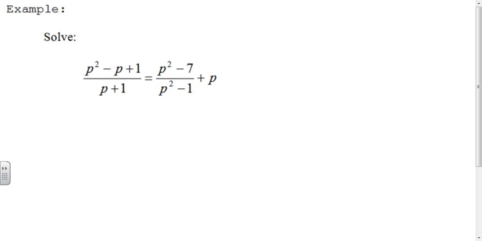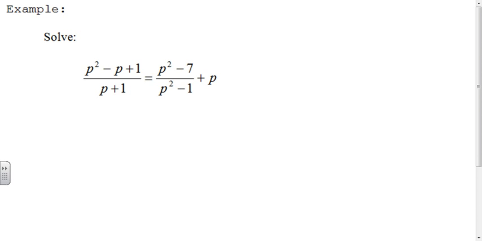So if we try this one again, in this case, we have a little more complex of our rational expressions. This one, we still need to find our LCD first. Remember, that's always the first thing we do.